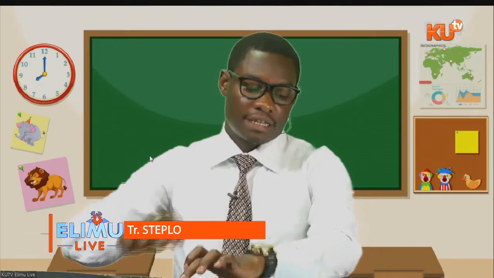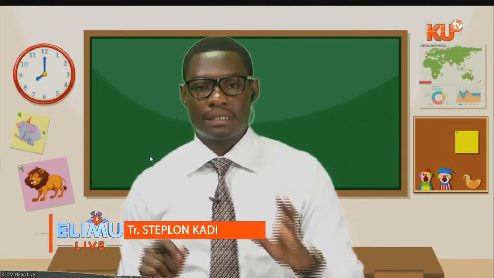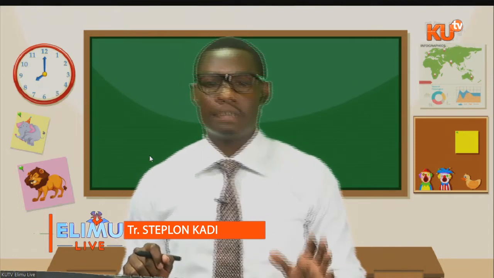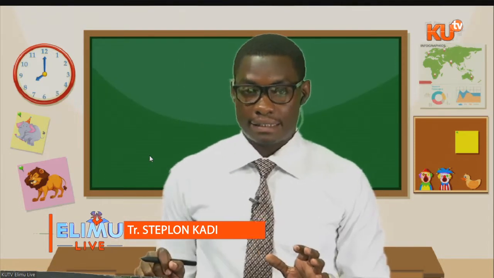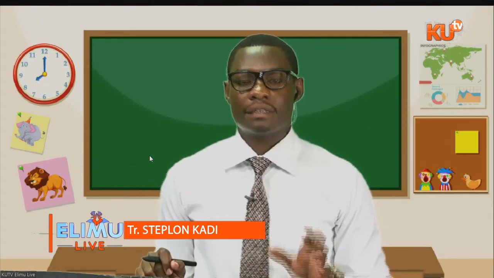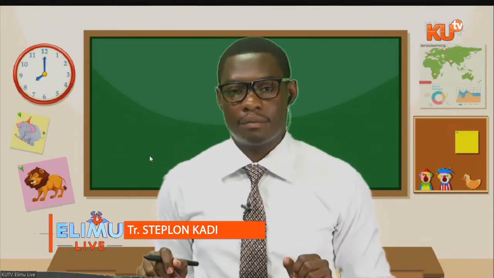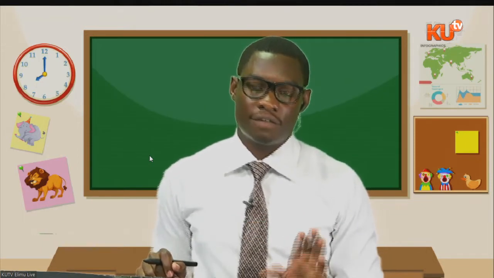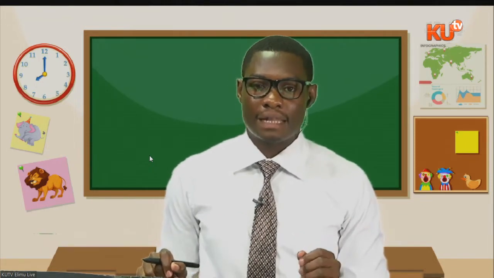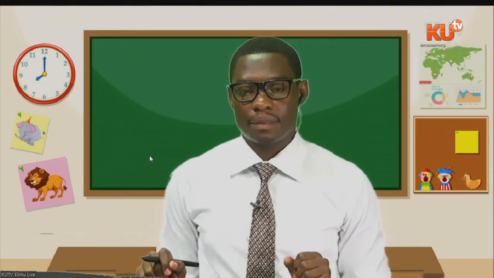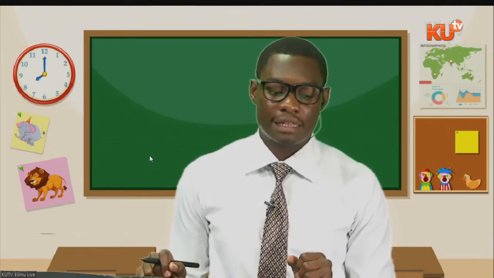Having looked at that, we can now look at some of the weather instruments that we need to look at. As I started by saying, I'll focus on the weather instruments that the syllabus needs us to cover. The syllabus needs us to cover 4 weather instruments, and that is a rain gauge, a wind vane, a windsock, and a thermometer.